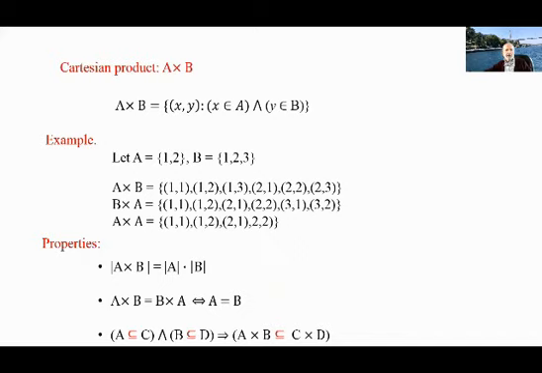The Cartesian product A times B is a set of ordered pairs (x, y), x in A and y in B. So for example, let A be {1, 2} and B be {1, 2, 3}. Now A times B is (1,1), (1,2), (1,3), (2,1), (2,2), (2,3).